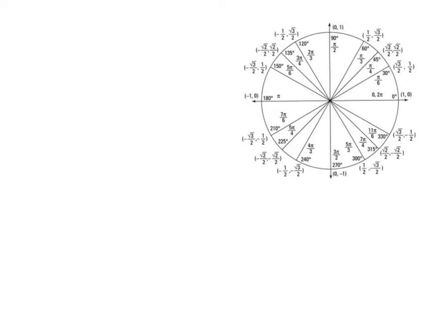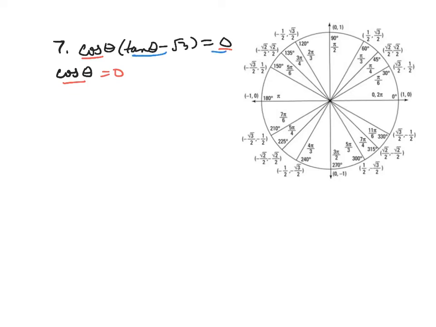Okay, let's try number 7. Number 7 has cosine theta times tangent theta minus √3 equals 0. So again, another problem where it's already factored for us. So set each of the factors equal to 0. So this with this. And then now we can do this one with this. So tangent theta minus √3 equals 0.